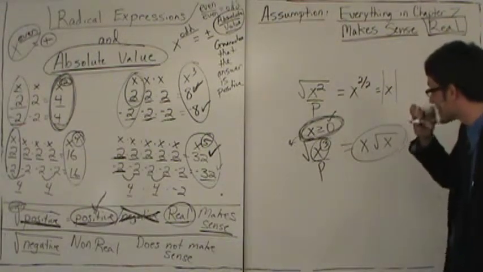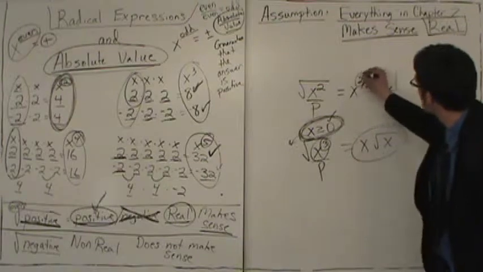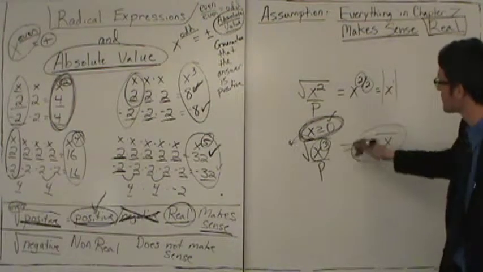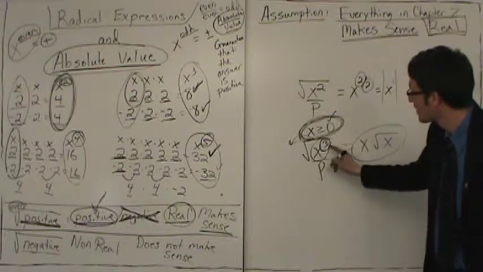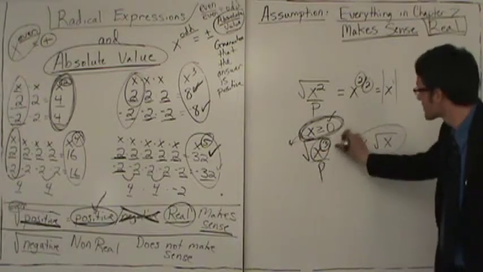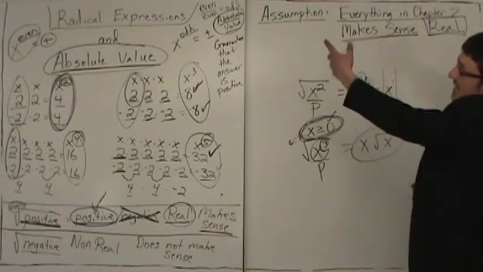We go back to the rule. Even divided by even gives an odd. This is absolute value. Here we have an odd exponent divided by an even. We don't need absolute value. Again, this rule is nice, but it doesn't always work.